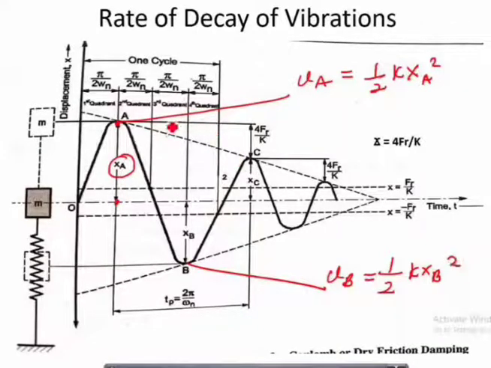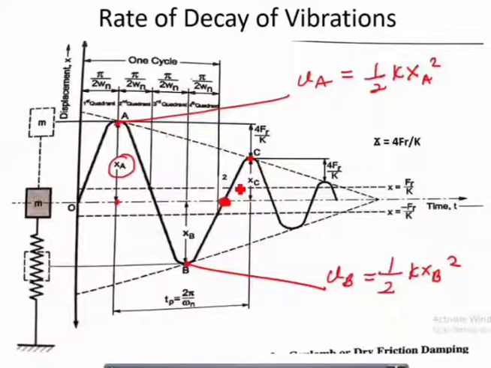Guys, try to understand that if I consider the starting point as a cycle, A to B will be a half cycle and B to C will be another half cycle. So A to C will be one complete cycle. If you consider O as the starting point, the cycle will end at the corresponding point. But if I consider the starting point as A, then A to B will be the first half cycle and B to C the second half cycle. Okay, so now let us start.